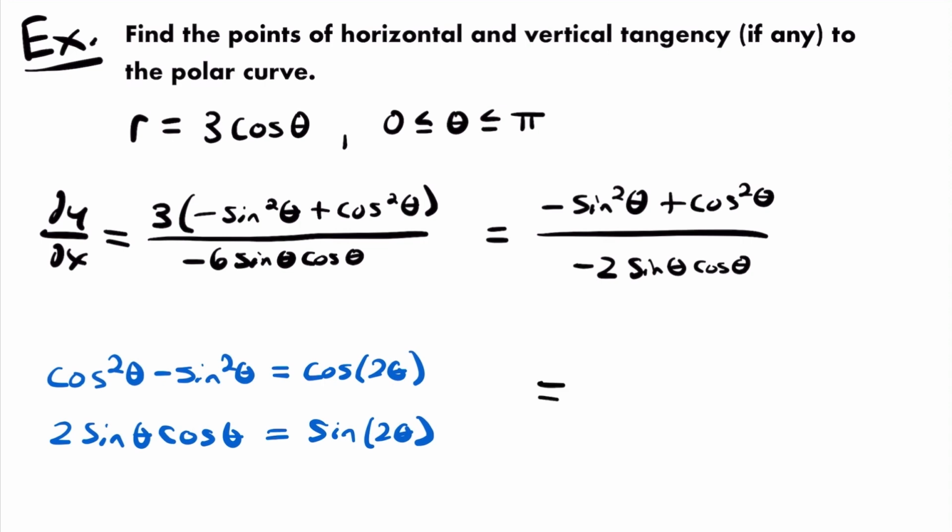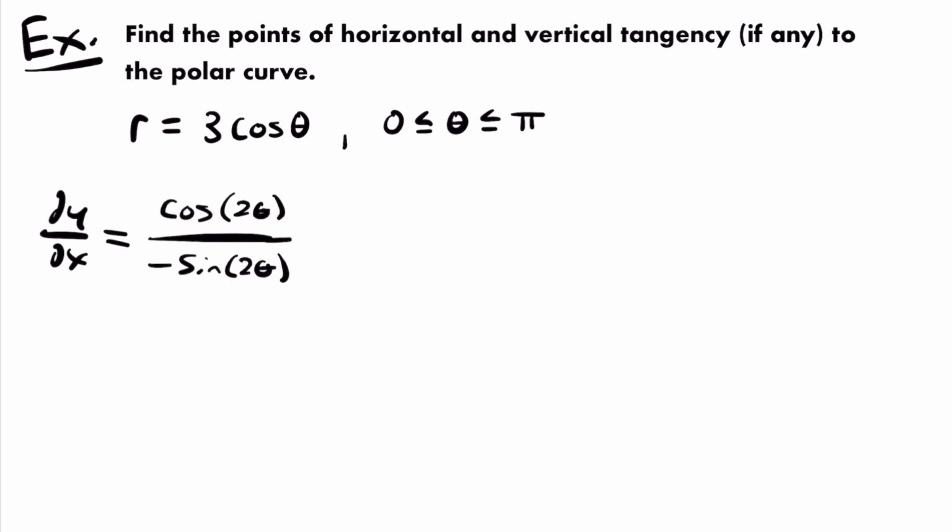So if we do that, this will be equal to cosine of 2 theta divided by negative sine of 2 theta. Remember that that negative is not part of this identity, so it's going to carry over. Okay, so now we have our derivative in its simplest form. Now what we can do is set the numerator and denominators equal to 0, solve for theta, and find our points of horizontal and vertical tangency.